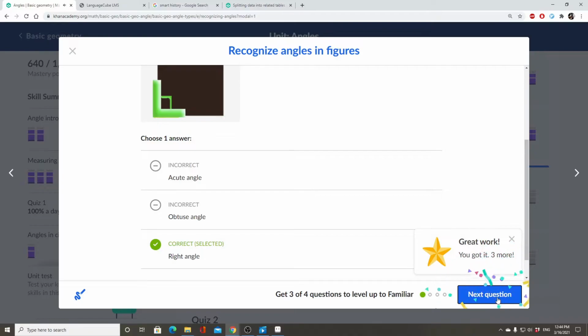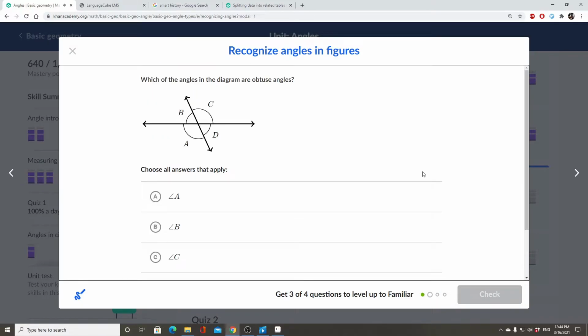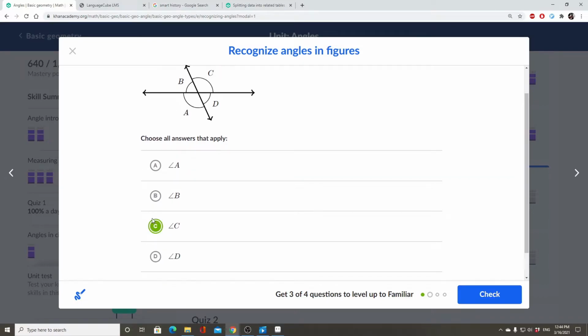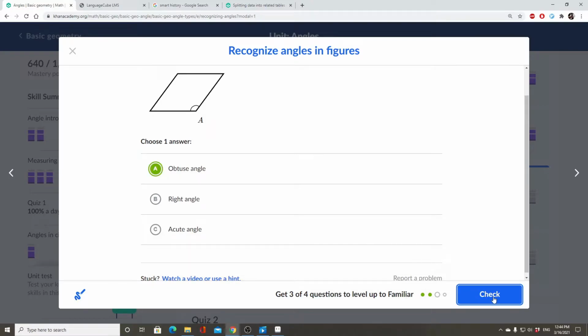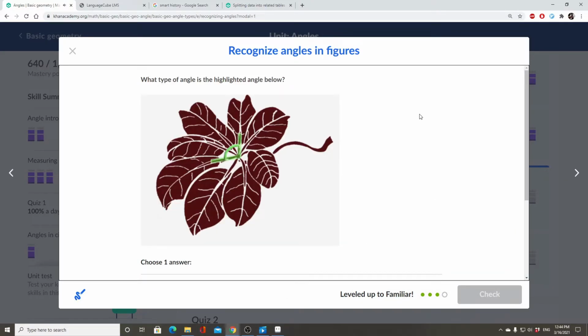Okay, so that's a right angle, obviously. What's the right angle there? Which of the angles in the diagram are obtuse angles? That would be C and A. Yeah. Alright, again, I can pretty much figure that out just by looking at it. What type of angle is A? That's an obtuse. It's big and wide. What type of angle is the highlighted image below?